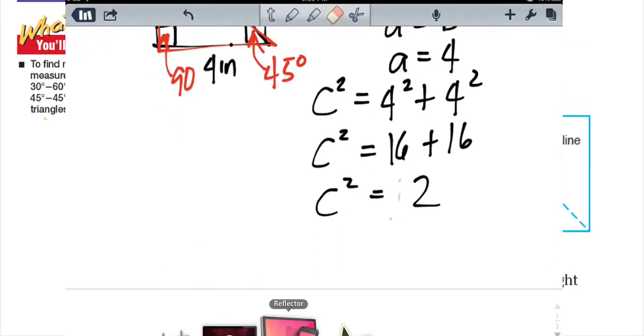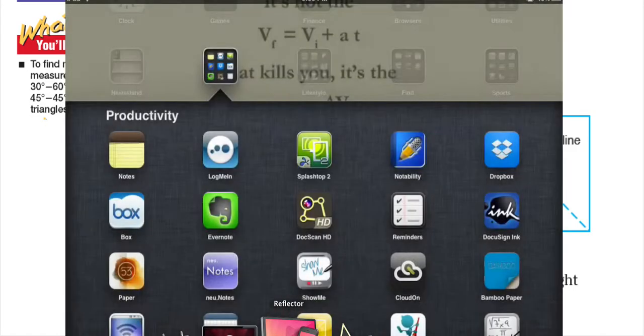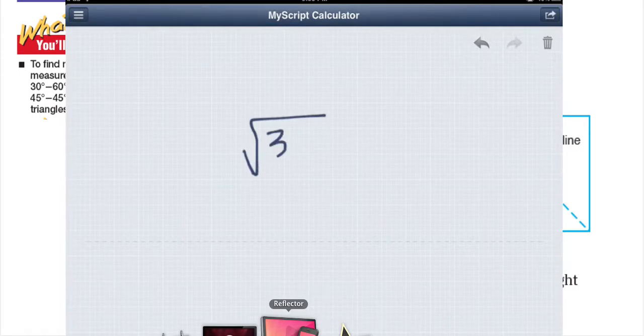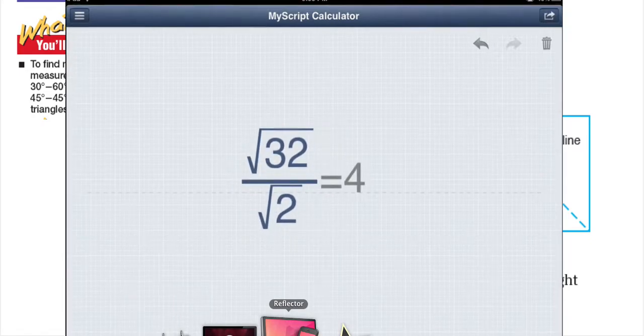Let me erase that 32 and make it prettier. To solve for c, get the square root of both sides, so c equals radical 32. One of the directions in the activity says that after getting the value of c, we need to divide this by radical 2. So using my calculator, if I get radical 32 and I divide it by radical 2, what comes out? It's equal to 4. What do you notice?